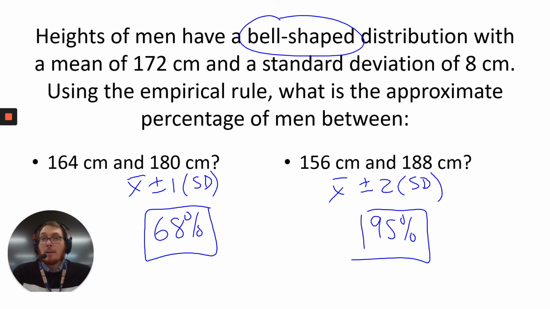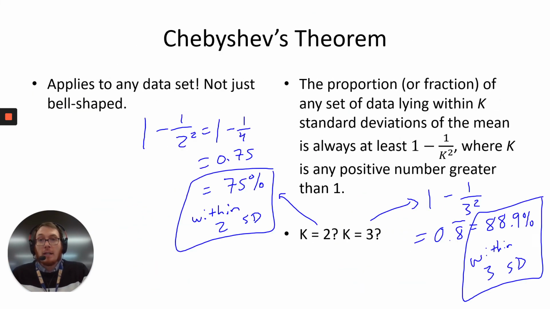If they didn't tell you it's a bell-shaped curve, you have to use Chebyshev's theorem, which is the 1 over k squared idea. You shouldn't have to keep solving that. Going back to that real quick: 1 standard deviation gives 0%, 2 standard deviations is 75%, and 3 standard deviations is 88.9%.